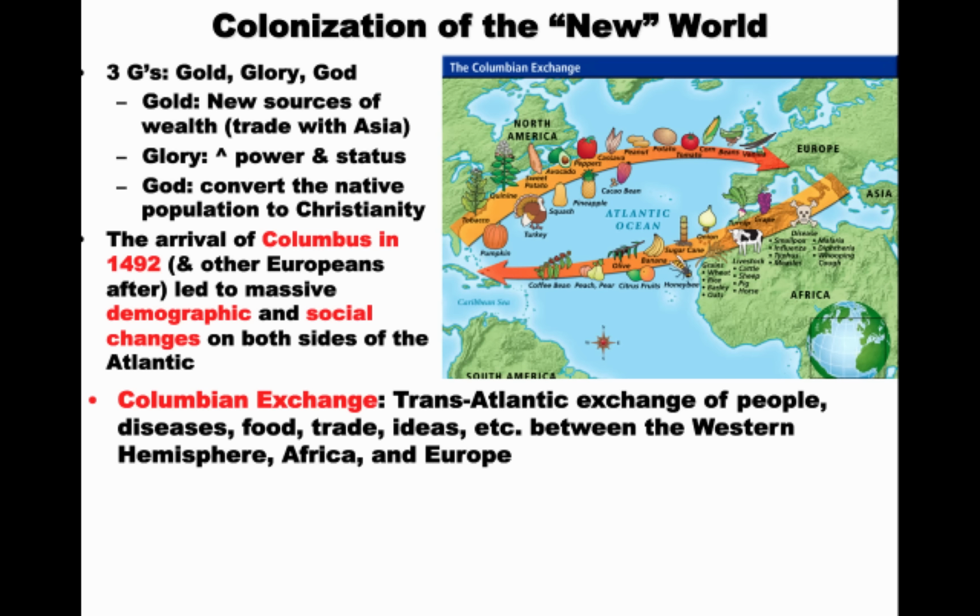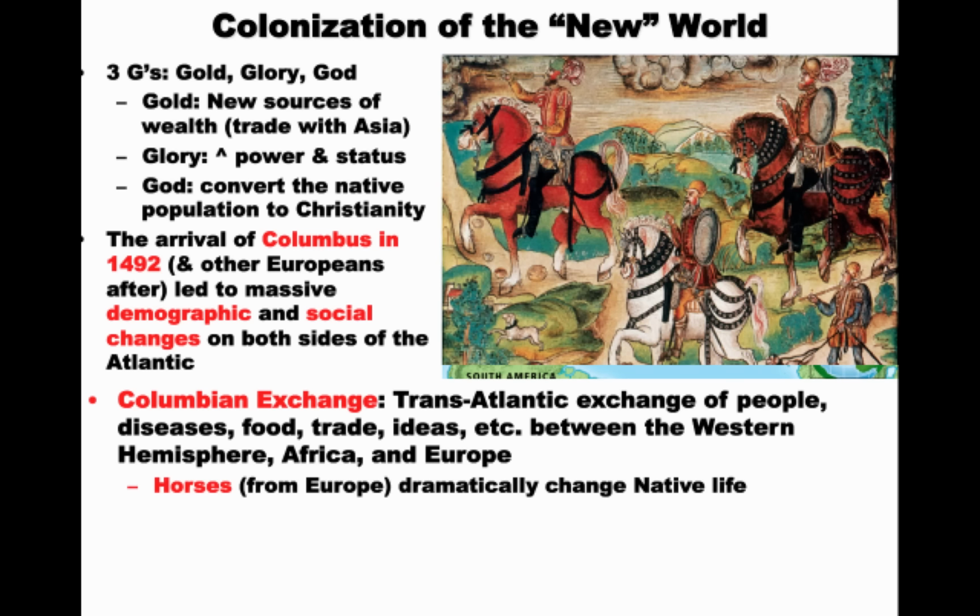Some examples to keep in mind are horses brought over from Europe by the Spaniards. These are going to dramatically change life for Native Americans, especially on the Great Plains. It's going to make people more mobile than ever before. It's going to lead to new contact with new tribes and a whole host of other consequences.